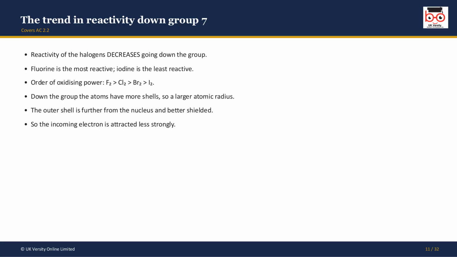Fluorine is the most reactive and iodine the least, so the order of oxidizing power is fluorine, then chlorine, then bromine, then iodine. The reason is size. Down the group, the atoms have more shells and a larger radius, so the outer shell is further from the nucleus and better shielded. That means an incoming electron is attracted much less strongly.